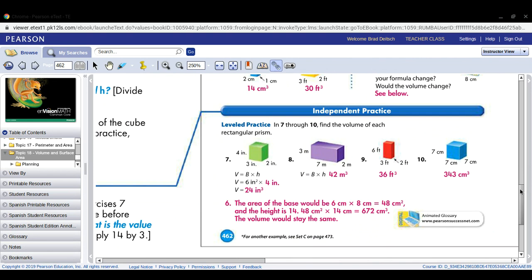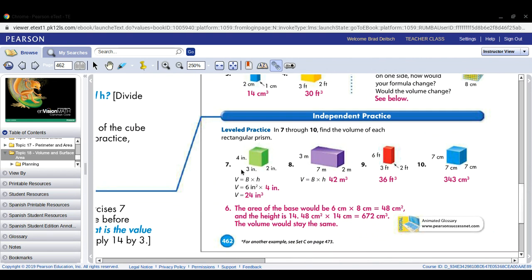Number 7 here. Same thing, base times height. What they're showing you here is how length times width times height ties into that formula base times height that I talked about in the lesson. You can see the base is 6 because 3 times 2 is 6. And you notice that's square inches because it's the area. Then you multiply that by the height, which is 4, and you get 24 cubic inches.